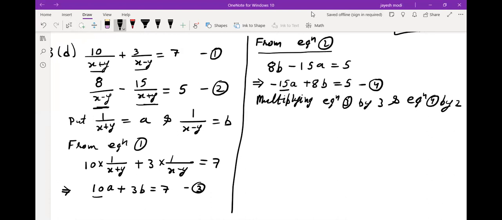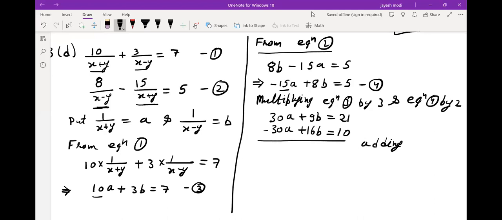2. So equation 3 becomes 10 3s are 30a plus 3 3s are 9b equals to 7 3s are 21. And equation 4 when it is multiplied by 2 becomes minus 30a plus 16b equals to 5 2s are 10. And when we add both, 30a will be cancelled out. 9b plus 16b is 25b equals to 41. It implies b equals to 41 by 25.